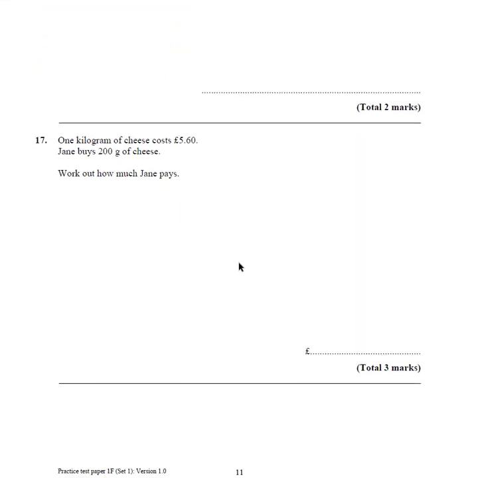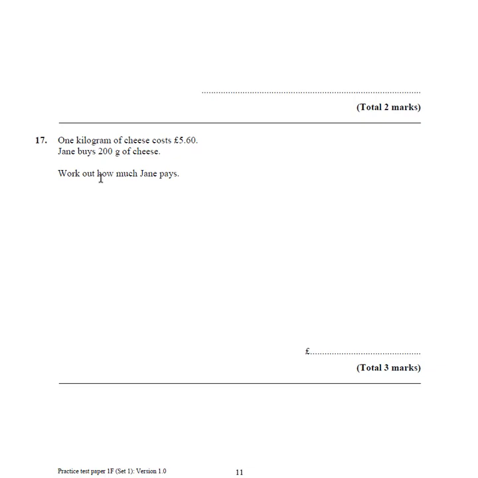Question 17. 1 kilogram of cheese costs £5.60. Jane buys 200 grams of cheese. Work out how much she pays. Well, that's 1 kilogram. How many grams make a kilogram? Please don't say 100. Okay, a kilo means a certain thing. If you don't know what kilo means, literally Google what does kilo mean, and it will tell you. And that will tell you how many grams are in a kilogram.